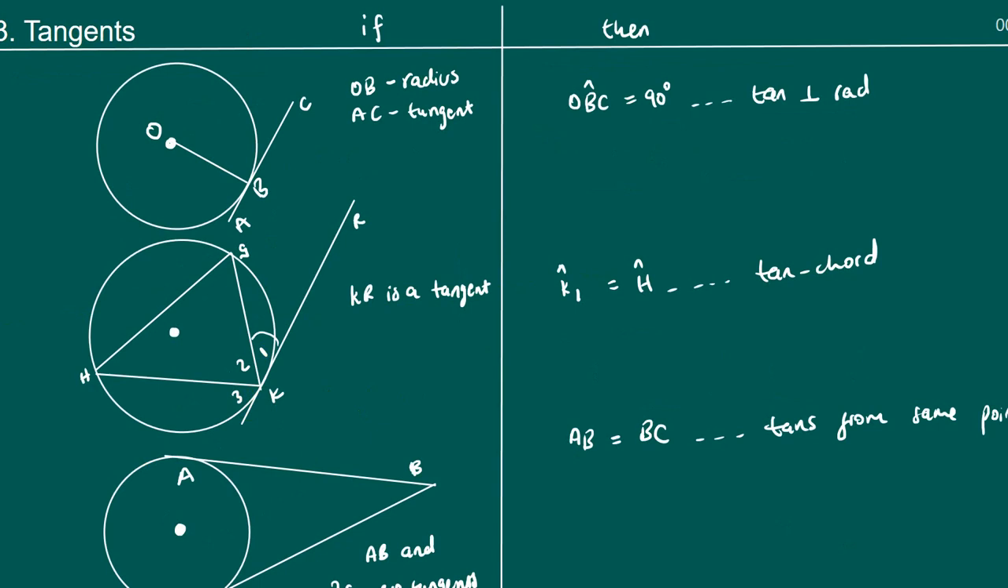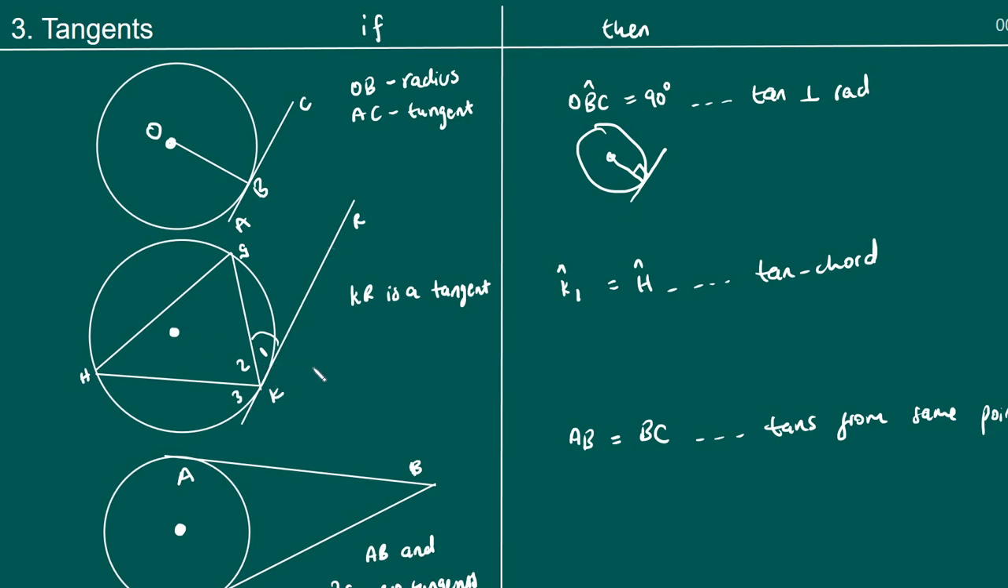Okay. And then lastly, it's about tangents. There are also 3. The first one is that if you find that OB is a radius and AC is a tangent, you conclude that OBC must be equal to 90 degrees. Your reason will be tangent perpendicular to radius. So here it's 90 degrees, then you say tangent perpendicular to radius. Then here, tangent chord, which we proved yesterday.